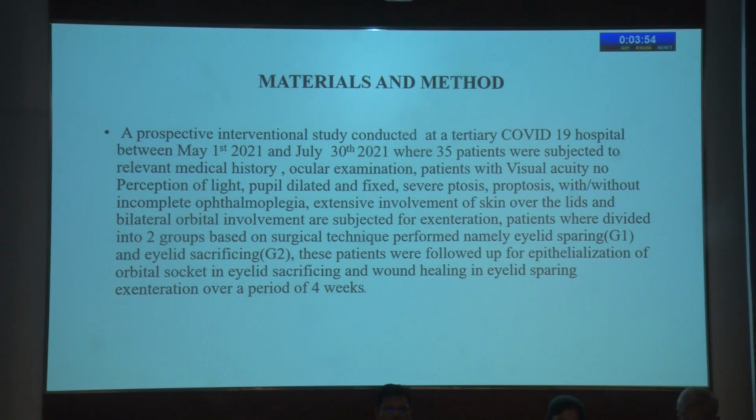Patients with visual acuity of no perception of light, pupil dilated and fixed, severe ptosis, proptosis, incomplete ophthalmoplegia, and extensive involvement of the skin over the eyelids and bilateral orbital involvement were subjected to exenteration. Patients were divided into two groups based on the surgical technique performed, namely eyelid sparing as group 1 and eyelid sacrificing as group 2. These patients were followed up for epithelialization of the orbital socket in eyelid sacrificing and wound healing in eyelid sparing exenteration over a period of 4 weeks.